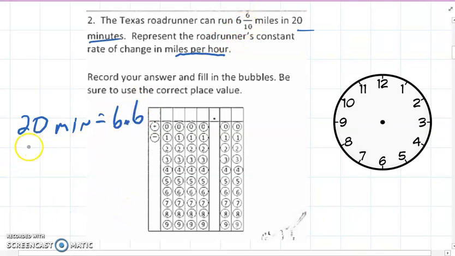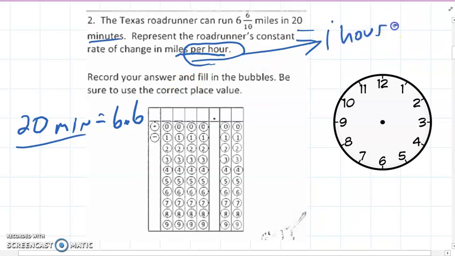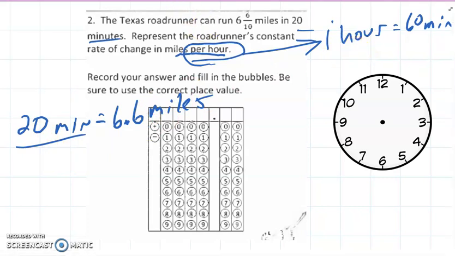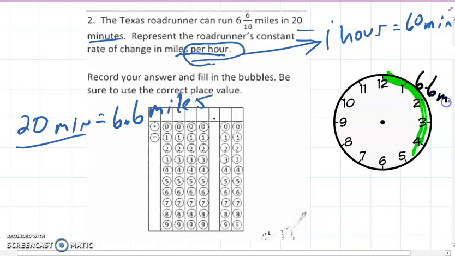Think of here, how many minutes in an hour? Because it wants it in miles per hour, you see. And so I know 1 hour is equal to 60 minutes. So then I think, okay, if every 20 minutes he can do 6.6 miles, how long will it take him to get to an hour? If you look at the clock here, if you look at 20 minutes, this is 5, 10, 15, 20. So that's 20 minutes there. And in those 20 minutes, he's going to go 6.6 miles.